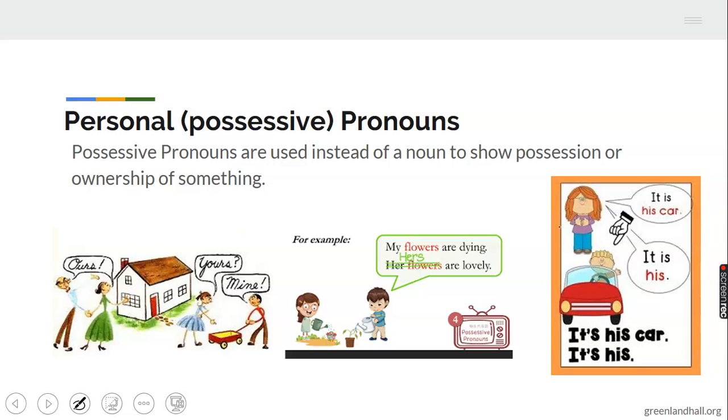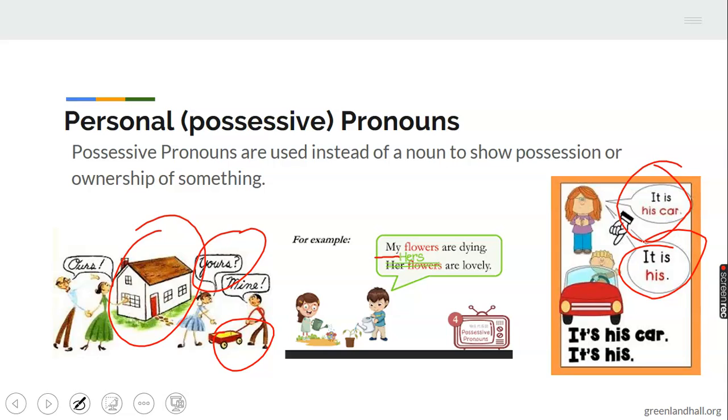Now let's see examples. Ours. Talk about the house. Yours. This is mine. For example, my flowers are dying. Her flowers are lovely. Okay. Now we also have, it is his car. It is his. It's talking about the possession of ownership, possession of something. The sentence describes who owns what we are talking about. All right, for this one here, we're saying it is his car. That means the car belongs to him.